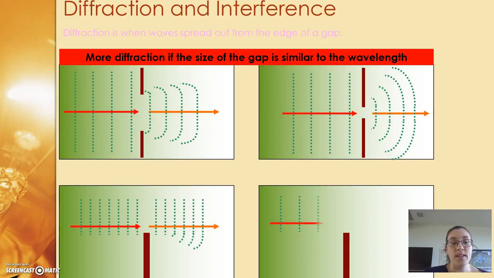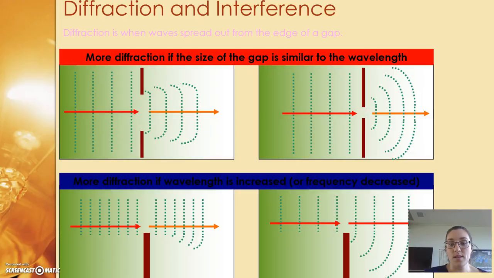The other thing that can happen is that we get more diffraction if the wavelength is increased or the frequency is decreased. So if it has a high frequency, it's less likely to diffract. If it has a low frequency, it's more likely to diffract.